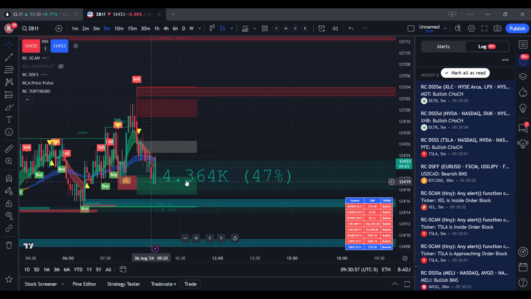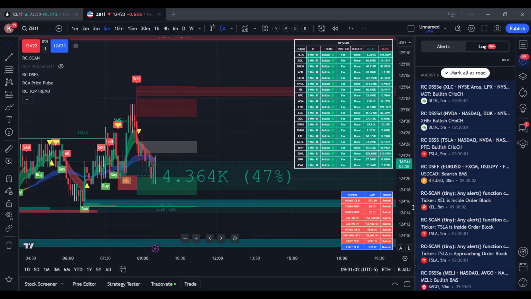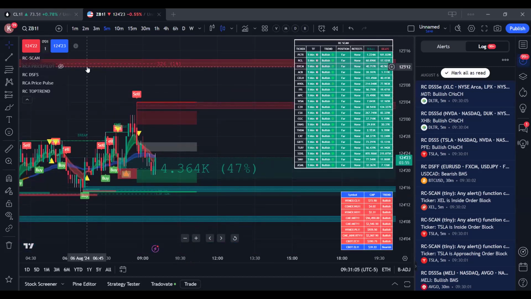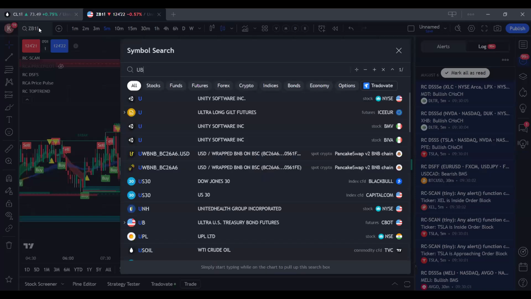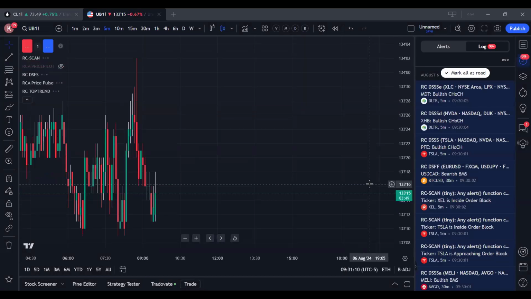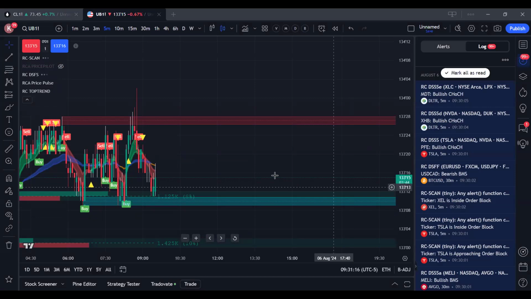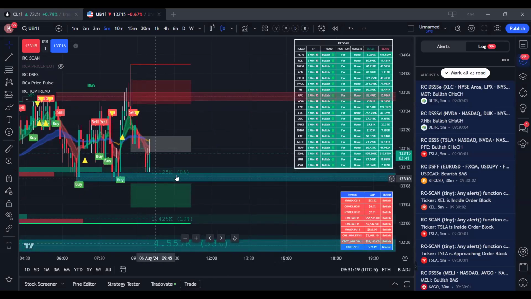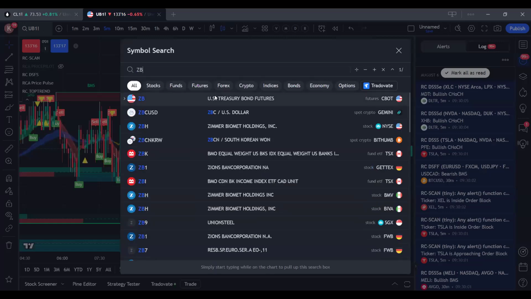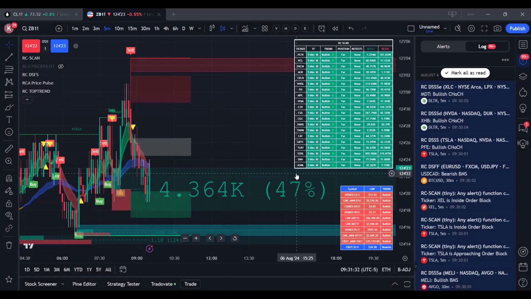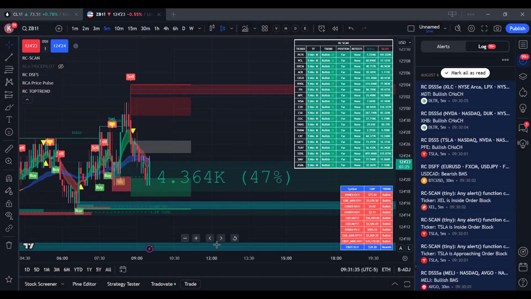So now you can see there is a huge buy order block, right? It came to the bottom. Now we can also look at UB, ultra bonds, because ultra bonds and ZB move in the same direction. There is a 1.125K buy order block. But ZB looks much better because it is somewhere close to the midpoint, whereas UB is a little close to the bottom. So I can go ahead and take a trade on ZB.